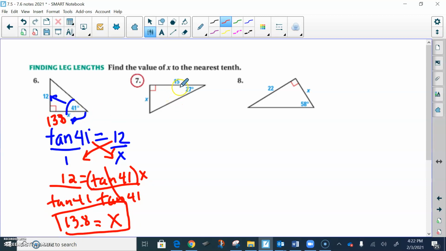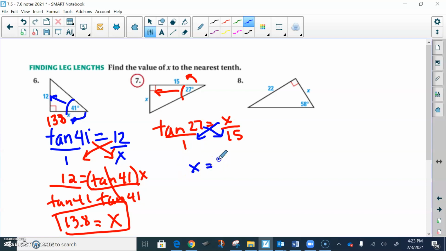So let's try another one. We're going to go tangent from, in this case, 27 is opposite. In this case, our opposite is our x over adjacent, which is 15. Again, I like putting my tangent over 1 just so it looks more like a proportion to me. We're going to cross multiply. X times 1 is x. And again, tangent of 27 times 15.